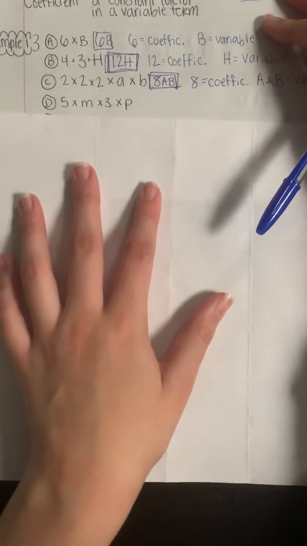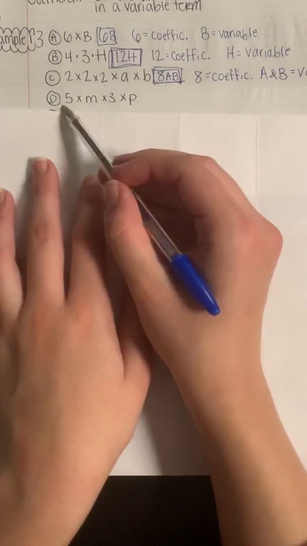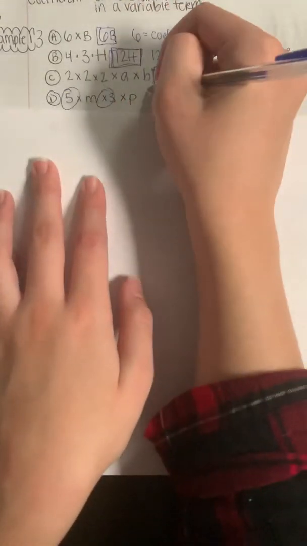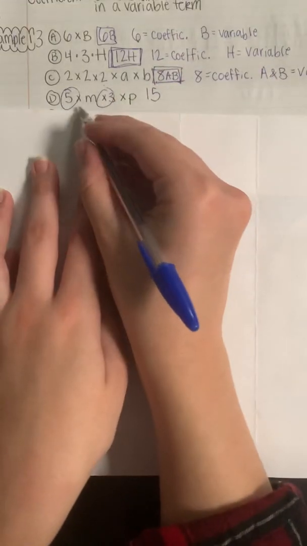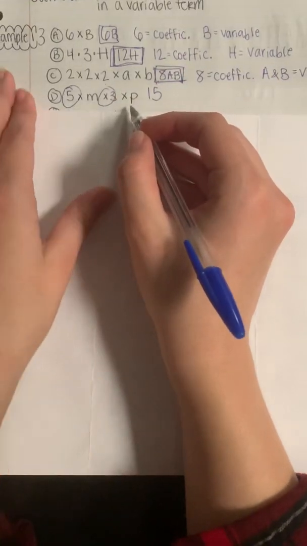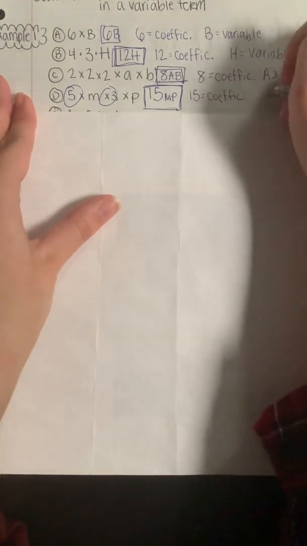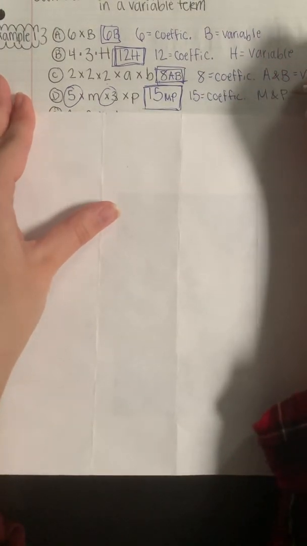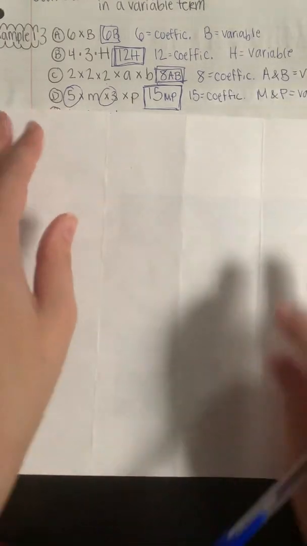For D, I can multiply 5 times 3, so I'm going to pull these out. 5 times 3 is 15, but I don't know what M is equal to, and I don't know what P is equal to, so I'm going to show M and P. That's my new product or my new term. 15 is my coefficient, and M and P are both variables.